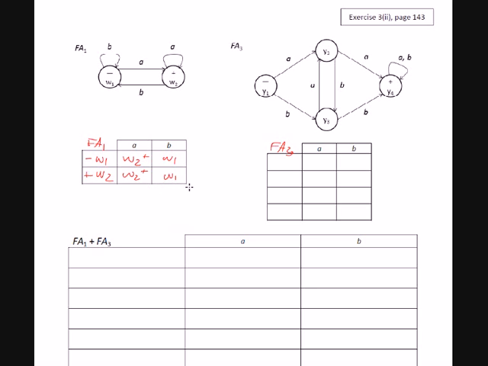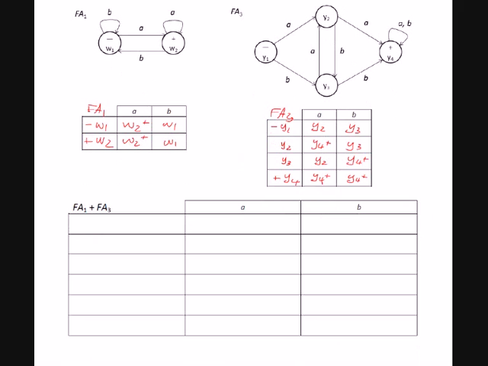Now you can do the same thing for FA3, for the states that are here from Y1 down to Y4, where Y1 is a start state and Y4 is an end state. Alright, I've now completed the table for FA3. You can pause the video here and check it if you want to. Now let's start building our new machine.